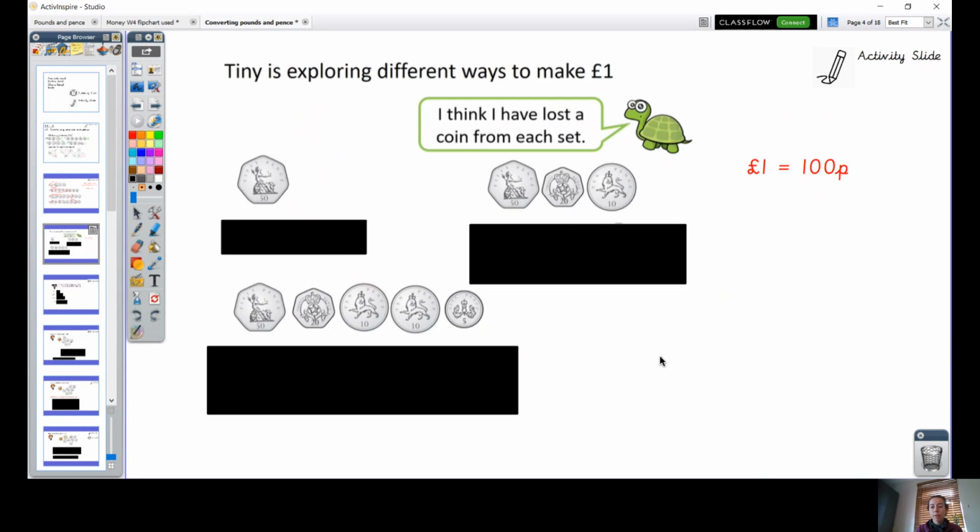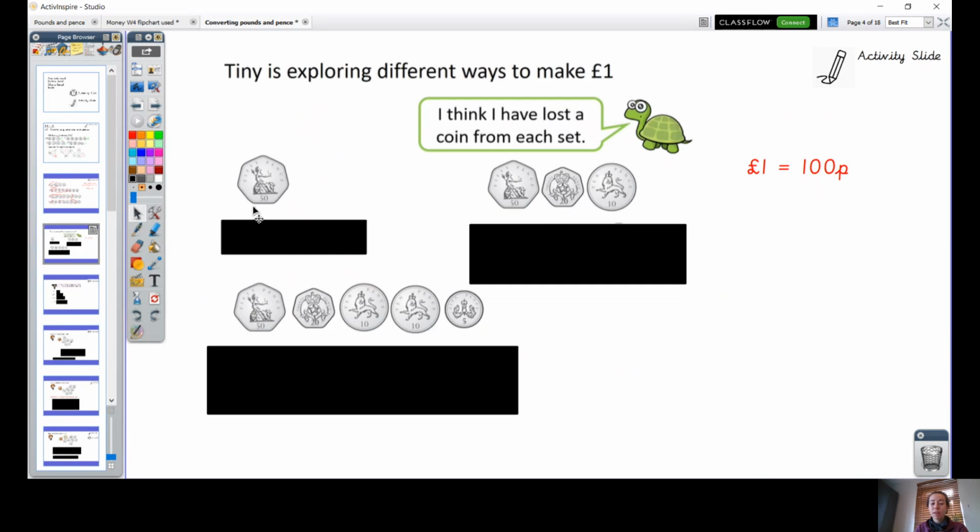Oh dear, this is your activity slide. Can you have a think about what coin is missing from each set? He was trying to make £1 totals of £1. You don't need to draw this in your book, but have a really good think, please. Pause the video.